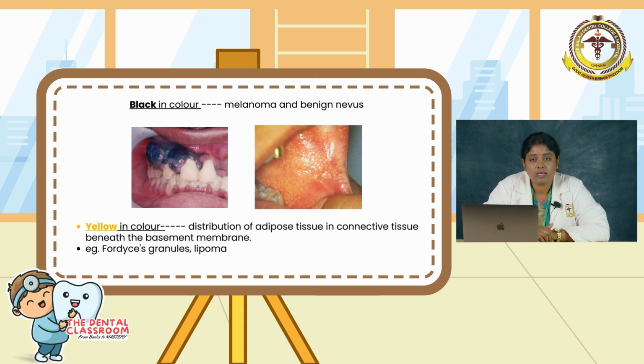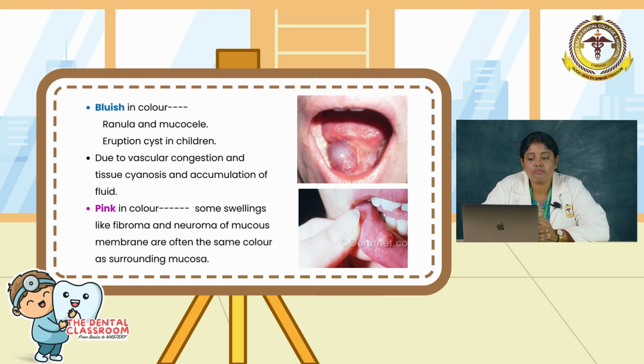Yellow color can be seen if there is adipose tissue beneath the swelling. So a classic example is lipoma, or sometimes Fordyce granules, it's not a swelling but still Fordyce granules can have a yellow color. That is because adipose tissue is there behind it. Bluish color can be because of congestion or tissue cyanosis. When there is congestion, you will have bluish color swelling. Examples are ranula, mucocele, where the swelling is big enough and it is congesting and compressing the blood supply.